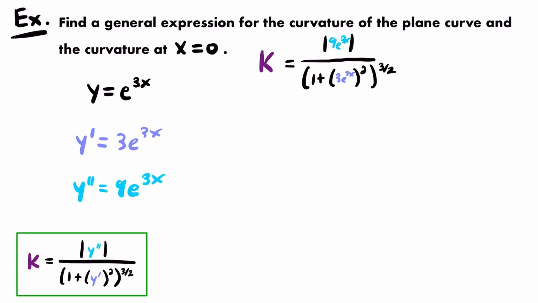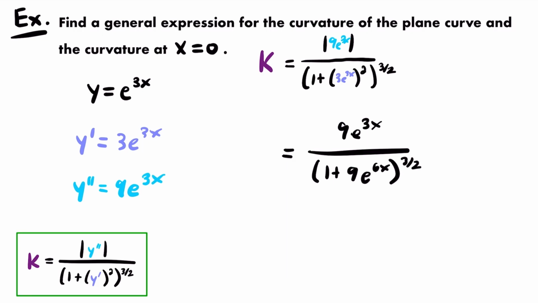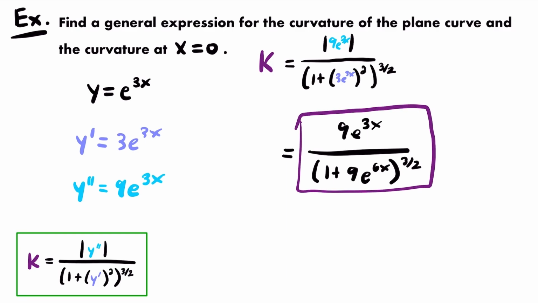Now, let's simplify. E to the power of 3x will never output a negative value, so we don't need those absolute value bars. We're good there. This will be equal to 9 times e to the power of 3x divided by 1 plus 3 times e to the power of 3x squared. Squaring 3 gives you 9, and then if you square the exponential part, you multiply the exponents, so you'll have 6 times x, because 2 times 3 is 6. So we have 9 e to the power of 6x to the power of 3 halves. And that right there is the general expression for the curvature of the plane curve represented by y equals e to the power of 3x.